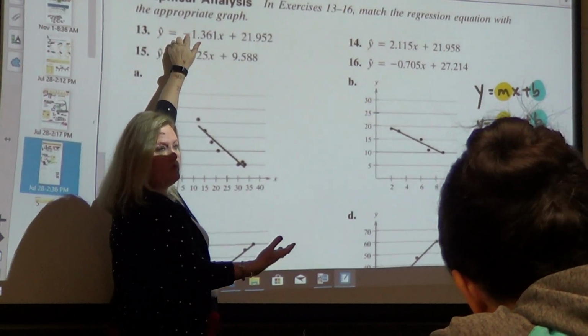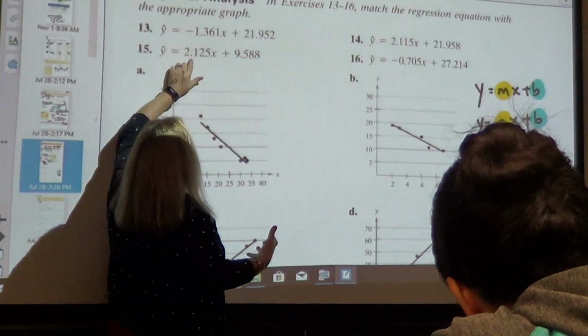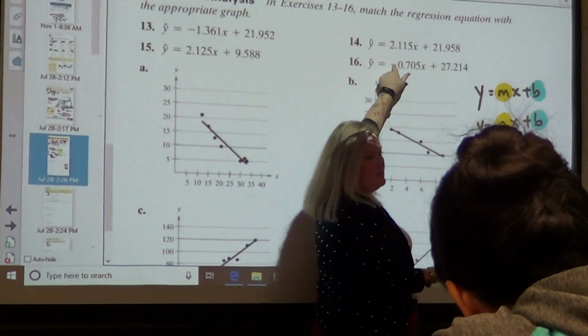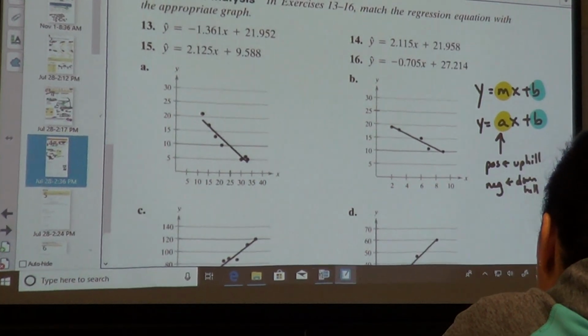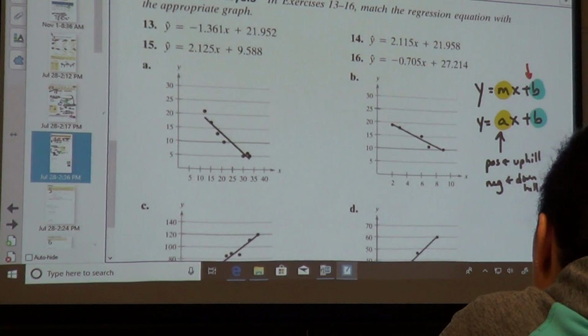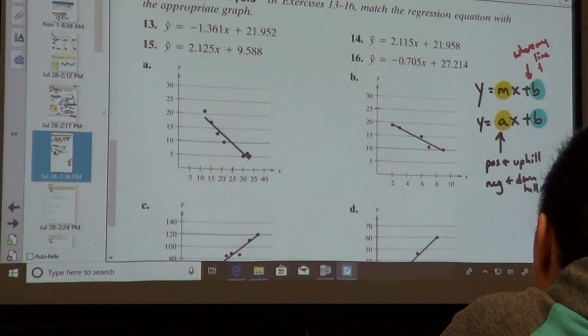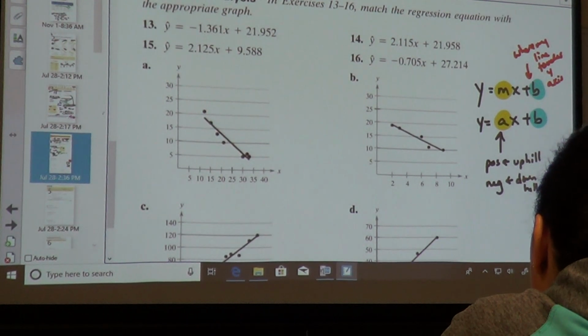It's called the slope. This is slope-intercept form. This tells me that it goes downhill. This tells me it goes uphill. This one goes uphill. This one goes downhill. Okay? The last number tells me where my line touches the y-axis.